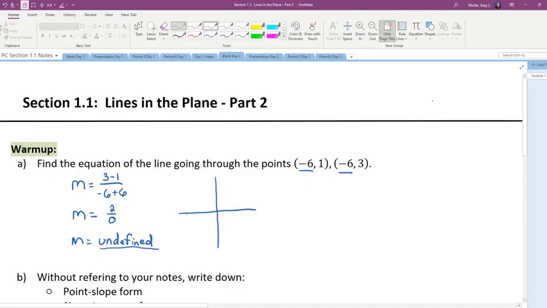I'm at negative 6 and up 1. I'm at negative 6 and up 3. I have myself a vertical line. And what do we know about that vertical line? Both of the x values are negative 6. So x equals negative 6. There's not really any math to do once you realize it's vertical. You just put down the answer.